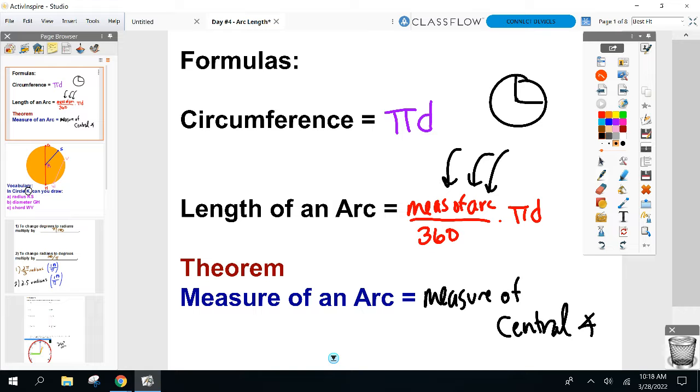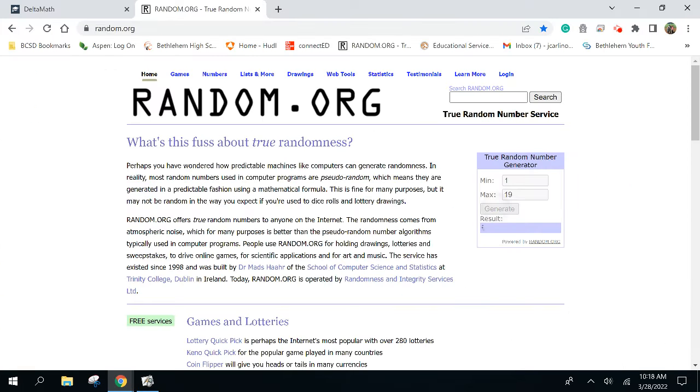This right here, this formula, length of an arc. You can only use it if the measure of the arc is in degrees. Well, we learned a new way to measure an angle on Friday. How else could I measure an angle other than in degrees?